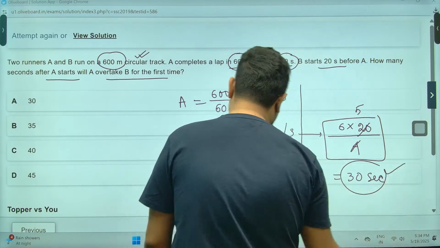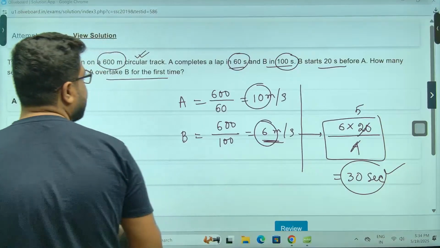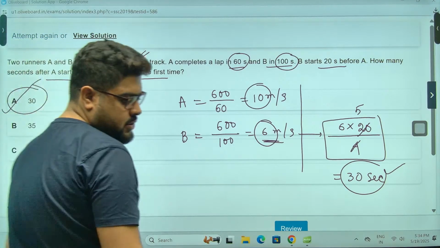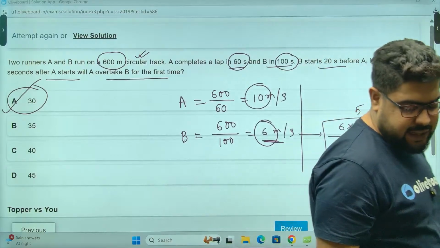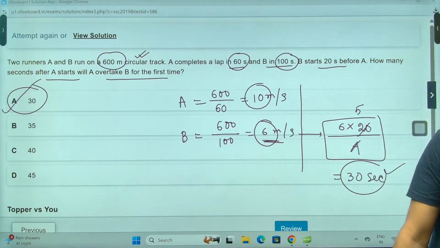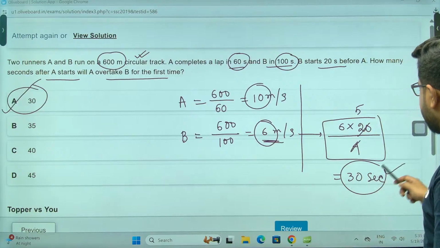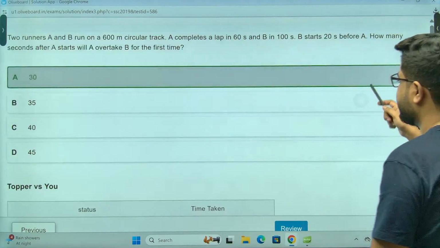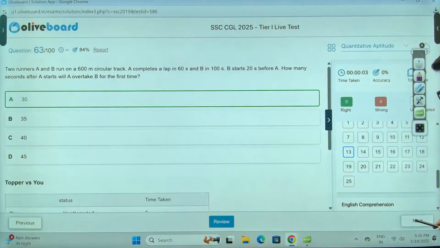After 30 seconds, A will catch B. So 30 means option A is the answer. Option A, 30, is most definitely your correct answer, sir. Very simple again. Very simple questions.